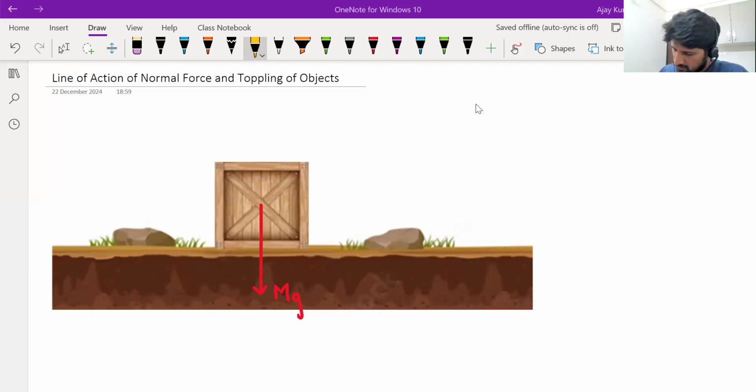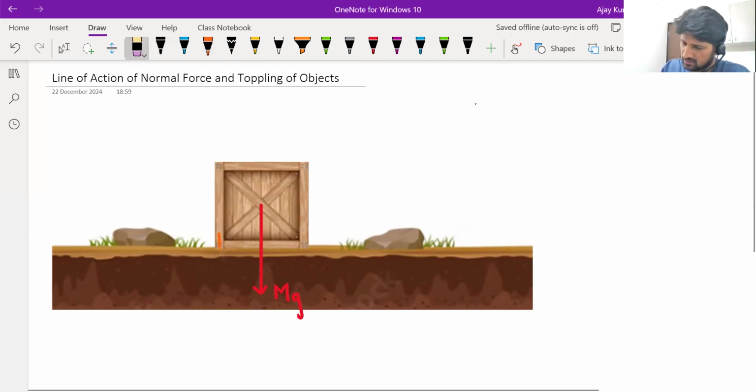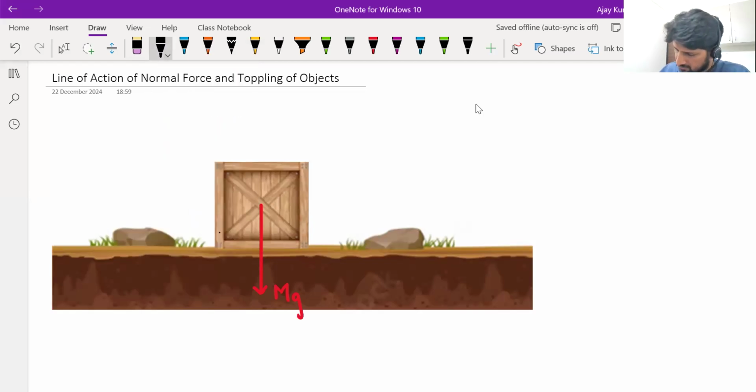So basically, normal force on this box acts at multiple points. But we can tell for sure that it will act in the upward direction, because normal force has to be perpendicular to the surface of contact. The surface of contact is horizontal, so normal force must act vertical like this. That much we can say. But there will be infinite points at which normal forces will be acting.